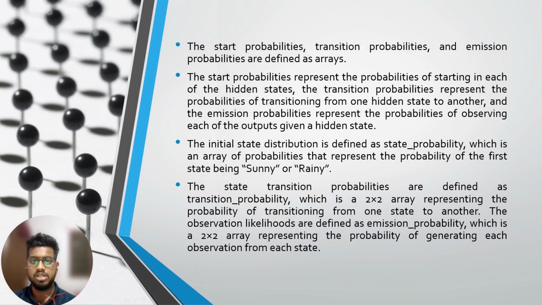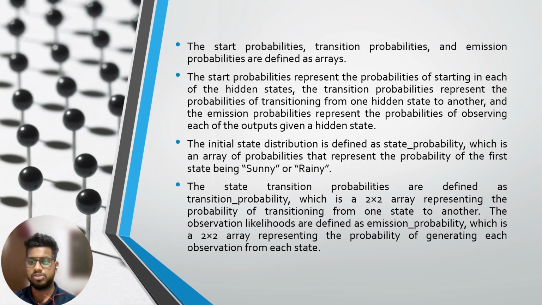The start probabilities, transition probabilities, and emission probabilities are defined as arrays. The start probabilities represent the probabilities of starting in each of the hidden states. The transition probabilities represent the probability of transitioning from one hidden state to another, and the emission probabilities represent the probability of observing each of the outputs given a hidden state.